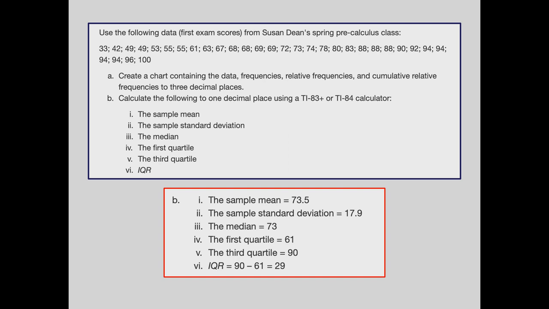There's definitely some spread in the scores. A standard deviation of about 2 or 3 or 4 would mean there's not much spread. And if you look at the scores, 33, 42, 49, all the way up through the 50s, the 60s, the 70s, the 80s, and the 90s, even to 100, that suggests these scores are spread out pretty far. The standard deviation of 17.9 reflects that.